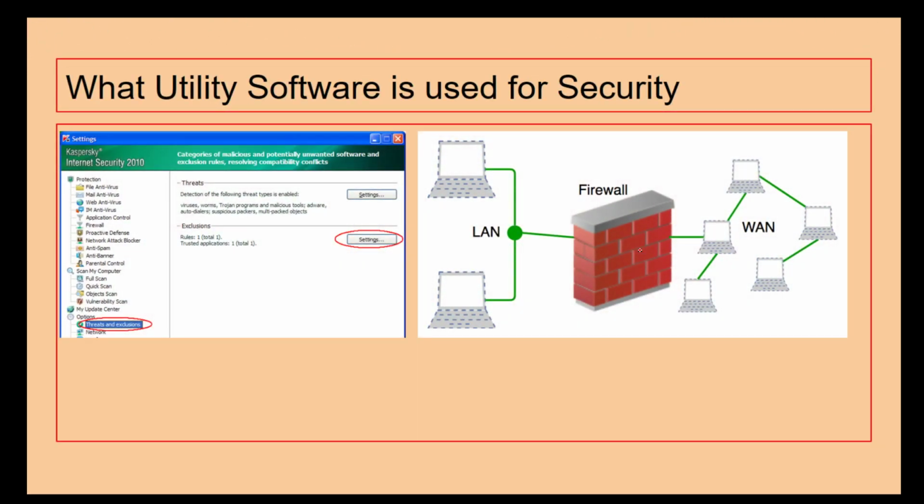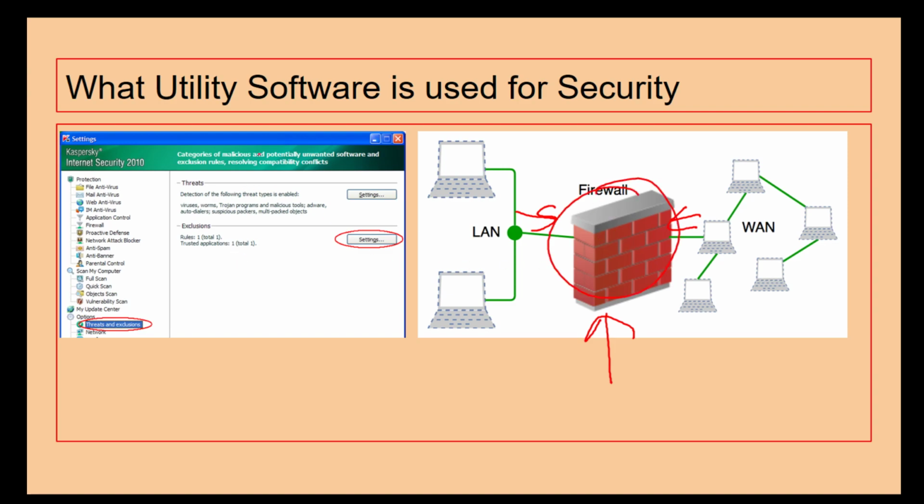So utility software can also be used for security as well. We've previously looked at firewalls in other videos. So we've got traffic coming in, traffic going out. Firewalls can be used to prevent threats from occurring. It's a type of utility software.